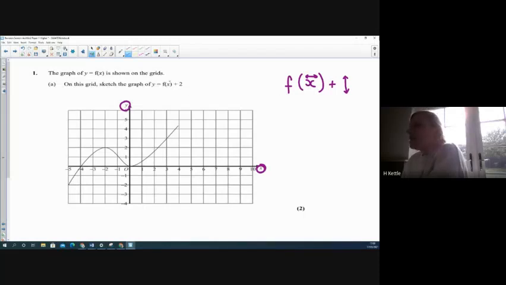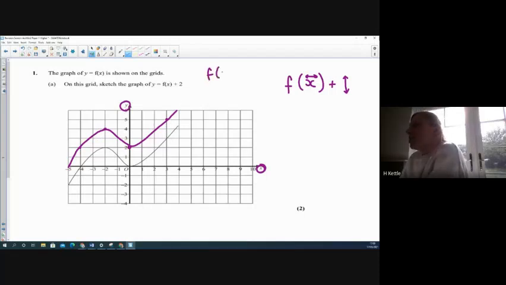So if this is f of x add 2, it's going to go up 2. It's a change outside the bracket, which means it's changing the output. And what I would do is I'd just pick a few points and make them 2 higher, and then just connect those up. So I've just picked a few points there that were quite easy to do. Let's go that, and that. There we are. That would be the graph of f of x add 2.